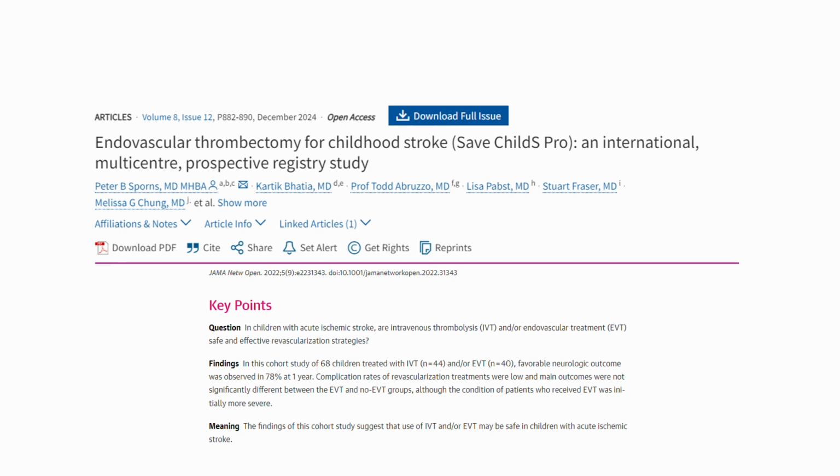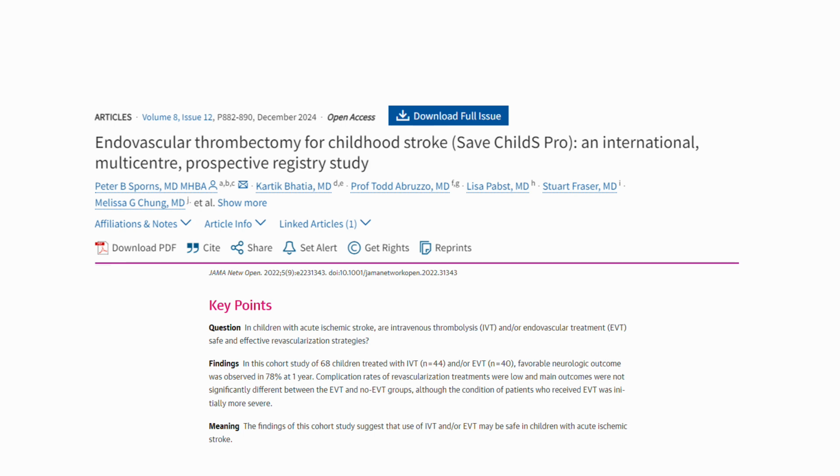This was followed by some very recent data. So this Save Child's Pro study was published in December 2024, so this month of this year. And whilst we have tested the safety and efficacy of intravascular thrombolysis and endovascular thrombectomy in childhood stroke, this has not successfully been compared with best medical treatment.